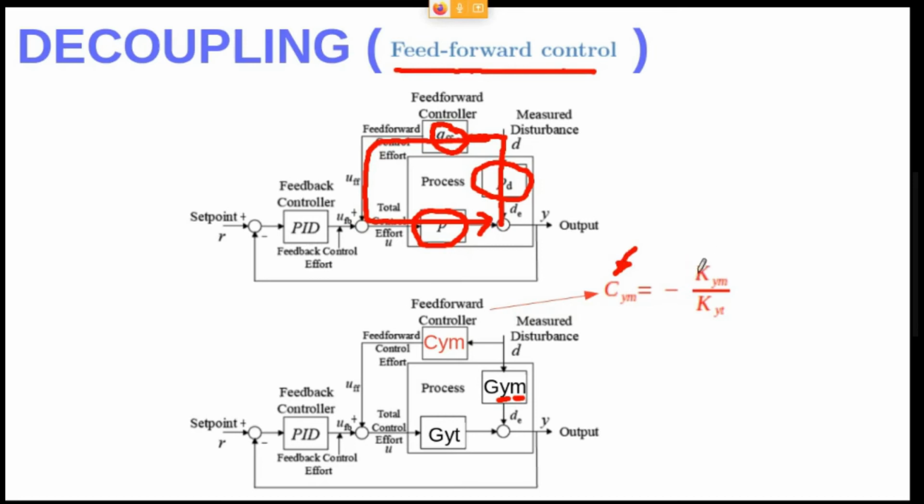This controller will be a static one, so that's why here it's a K, not a G. It will not be a dynamic controller. It will be a static controller for our purpose, right? So this controller is calculated as minus the static gain of the disturbance transfer function divided by the static gain of this transfer function. This way, the static effect of the disturbance through this way and through this way will be cancelled.